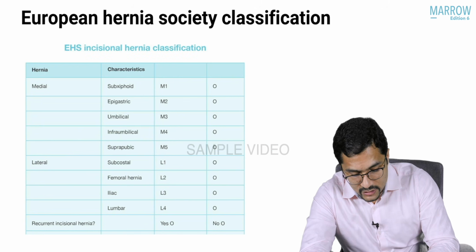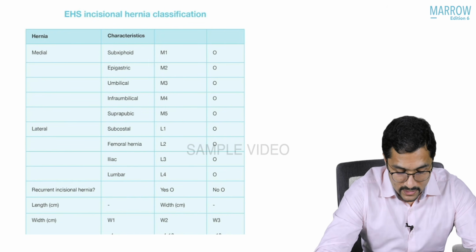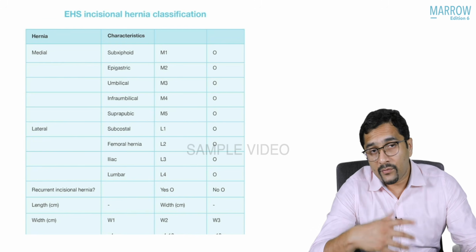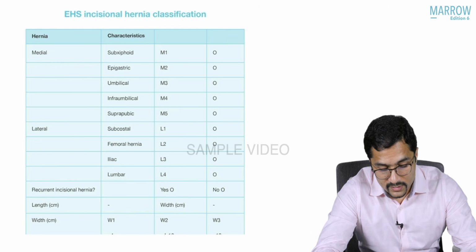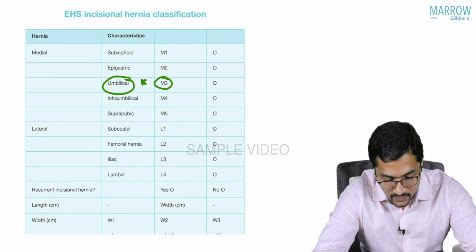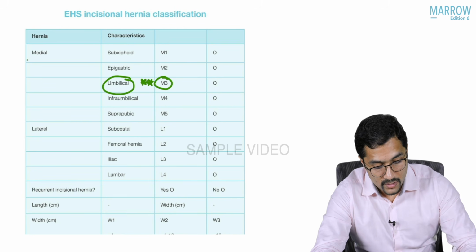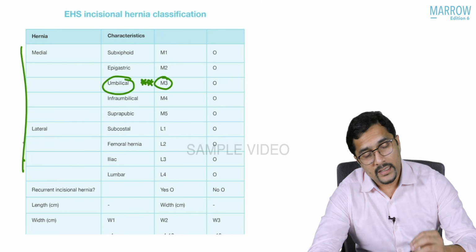This is the incisional hernia or the ventral hernia European Hernia Society classification, and if you can remember this, very good, because what was asked in the exam was: umbilical hernia is M3. This was asked 2 years back in the exam. Umbilical hernia is M3. So if you can remember this, excellent.